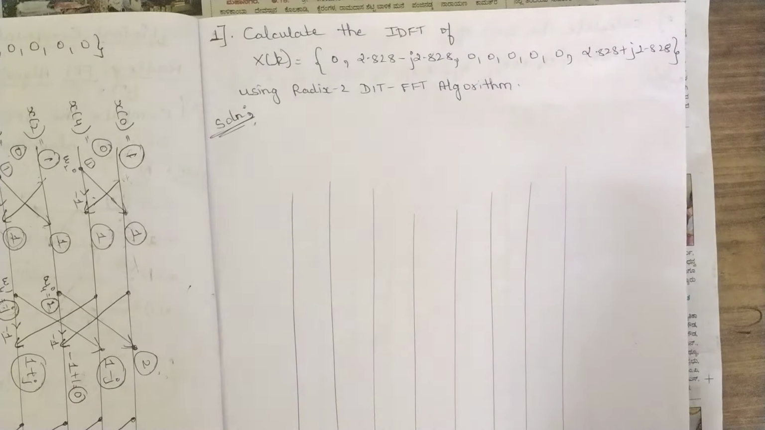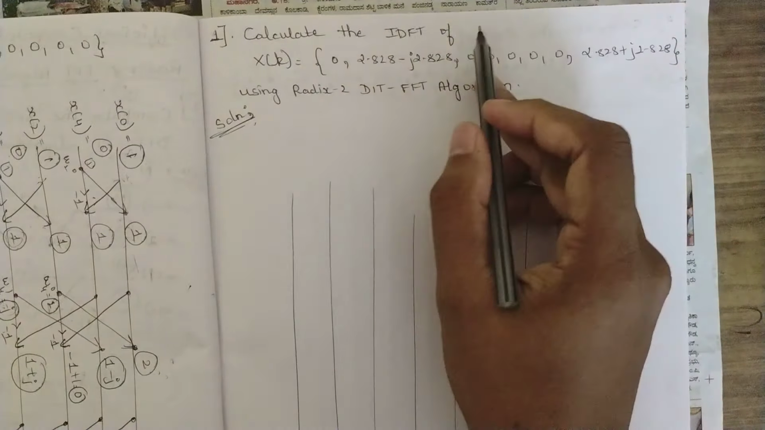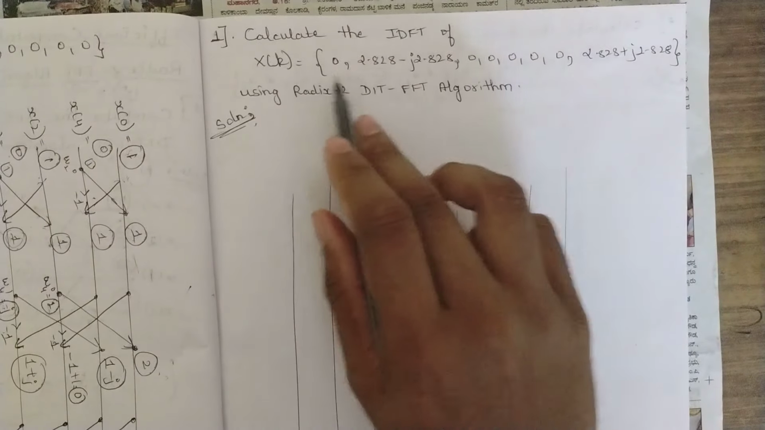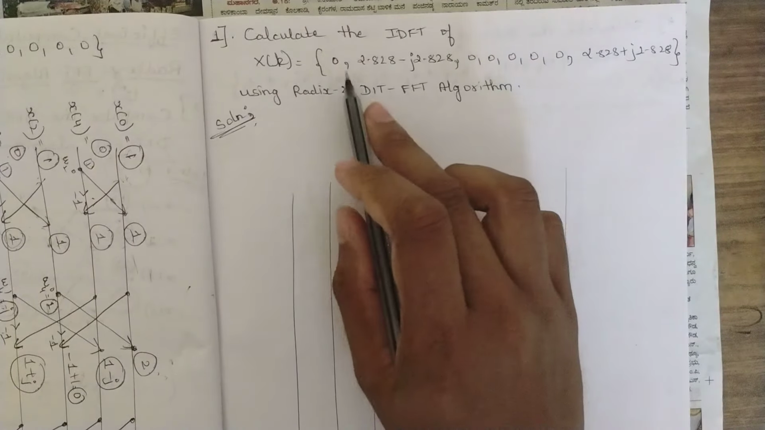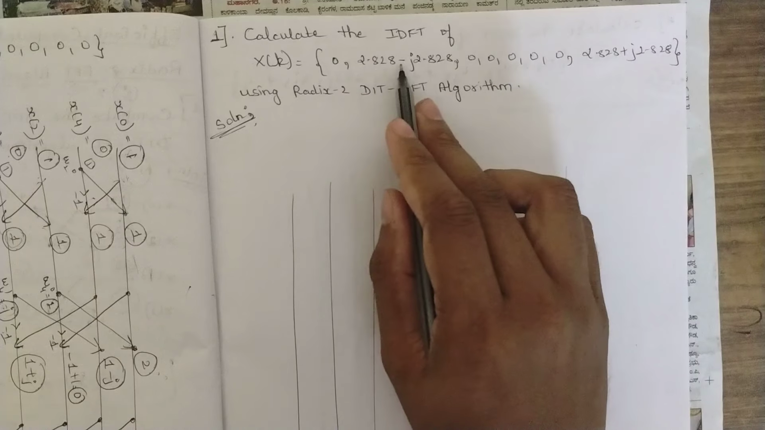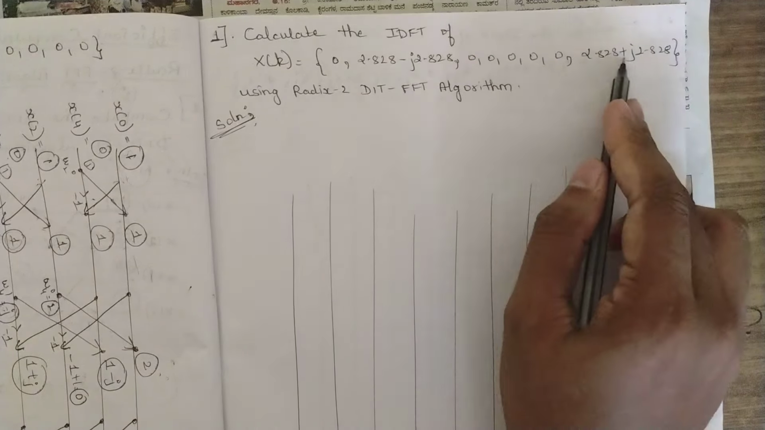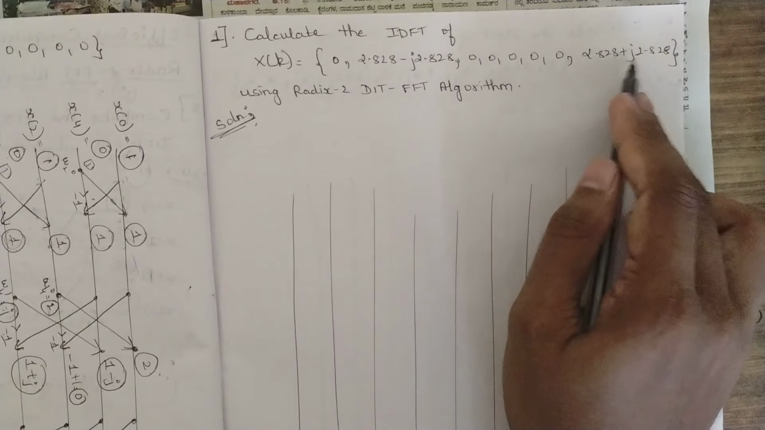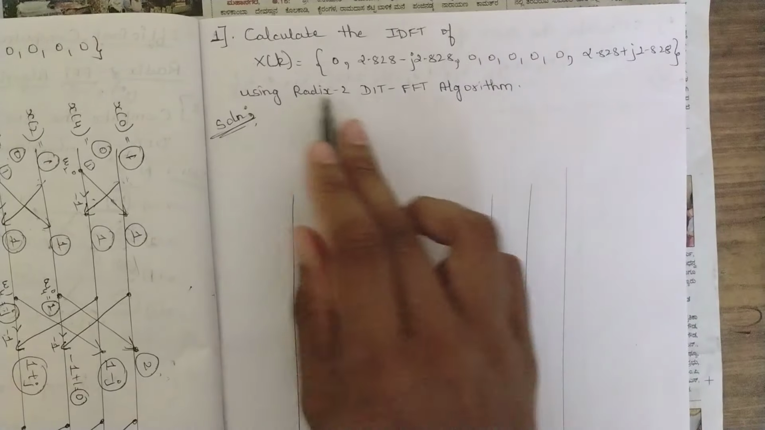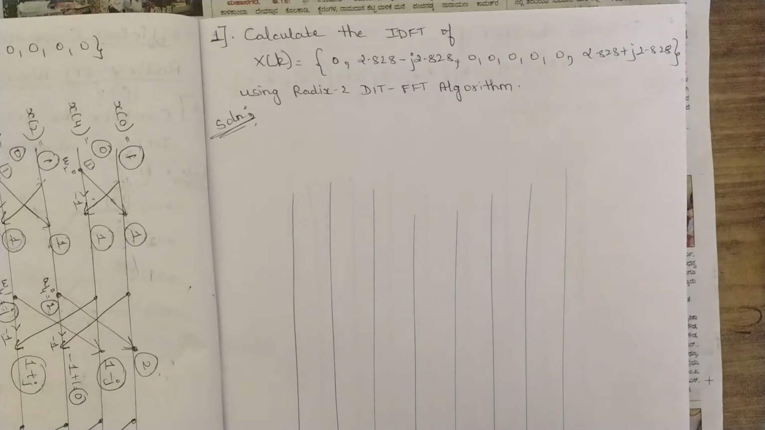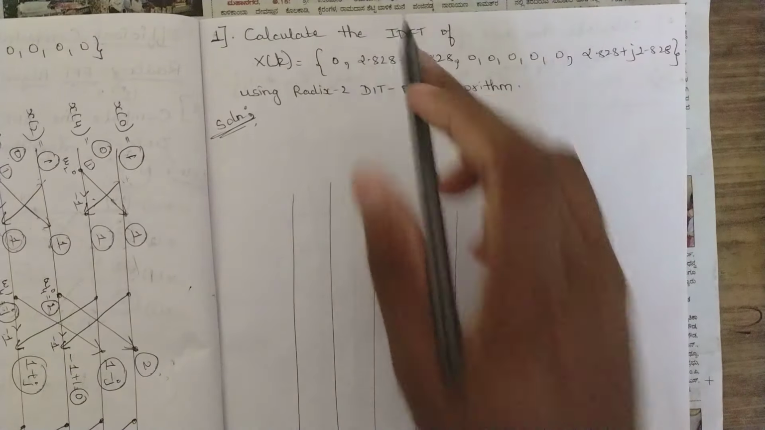This is the first question. Calculate the IDFT of the sequence X of k. This is an 8-point sequence. The first value is 0, then 2.828 minus j 2.828, followed by 5 zeros, and the last value is 2.828 plus j 2.828. Using the Radix-2 DIT-FFT algorithm, we should calculate the IDFT.